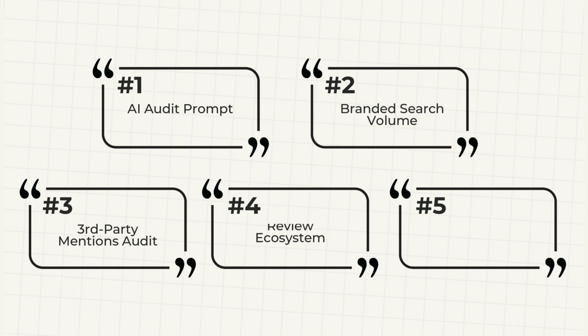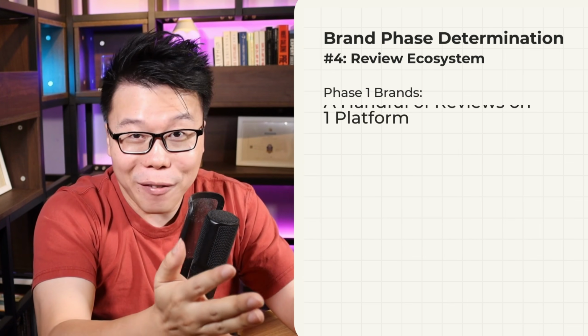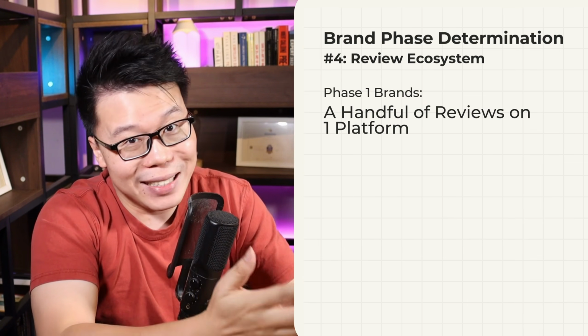Otherwise, the review ecosystem is the 4th signal. You will check the brand's review presence across Google Business Profile if it is a local brand, or G2, Trustpilot, and any niche-specific review platforms. For phase 1 brands, you will see no reviews or a handful of reviews on a single platform.